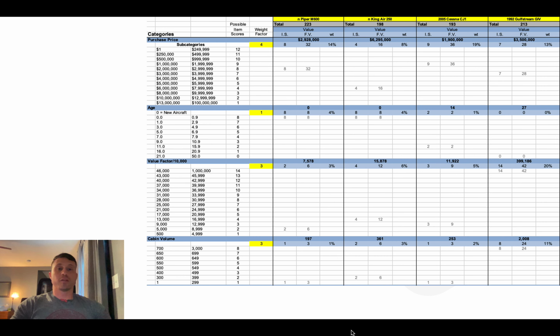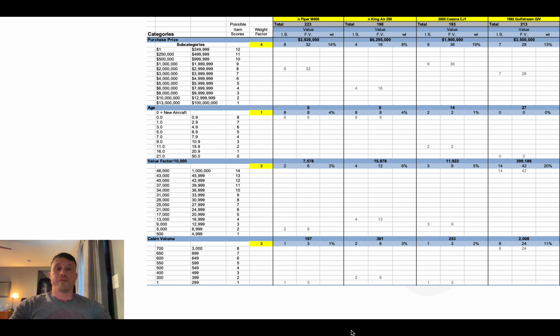The price is certainly the first thing we need to take into consideration, so we gave this category a 4. The aircraft's age was of little importance as most of these listed have impeccable maintenance history, so this received a 1. The value factor is critical to knowing which aircraft will give us more bang for our buck, so this category received a weight factor of 3. Since we need to be able to fly at least 4 people at any given time, we thought the cabin volume was important. On the next slide, we'll go over the rest of the categories, but for now, we'll focus on these.